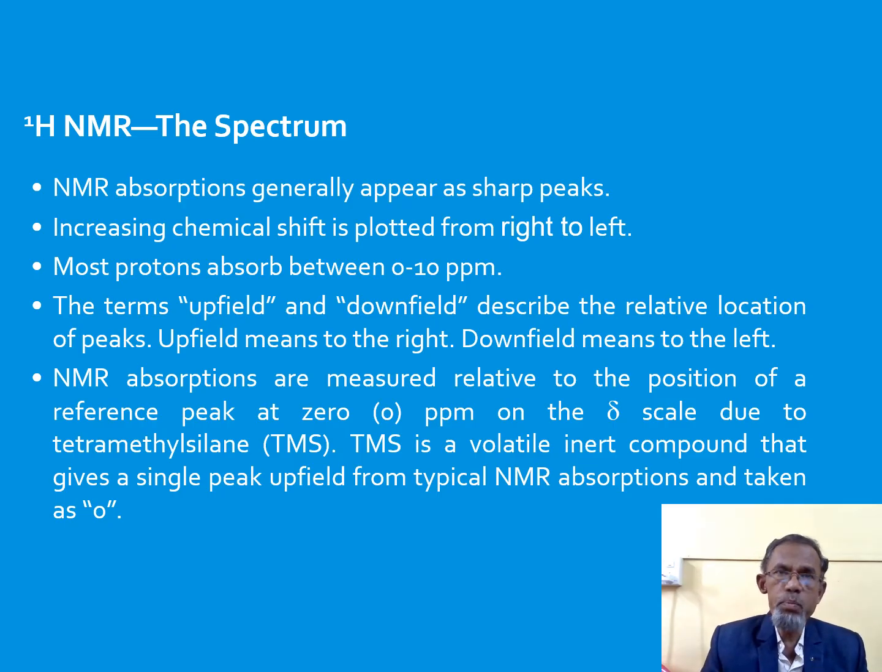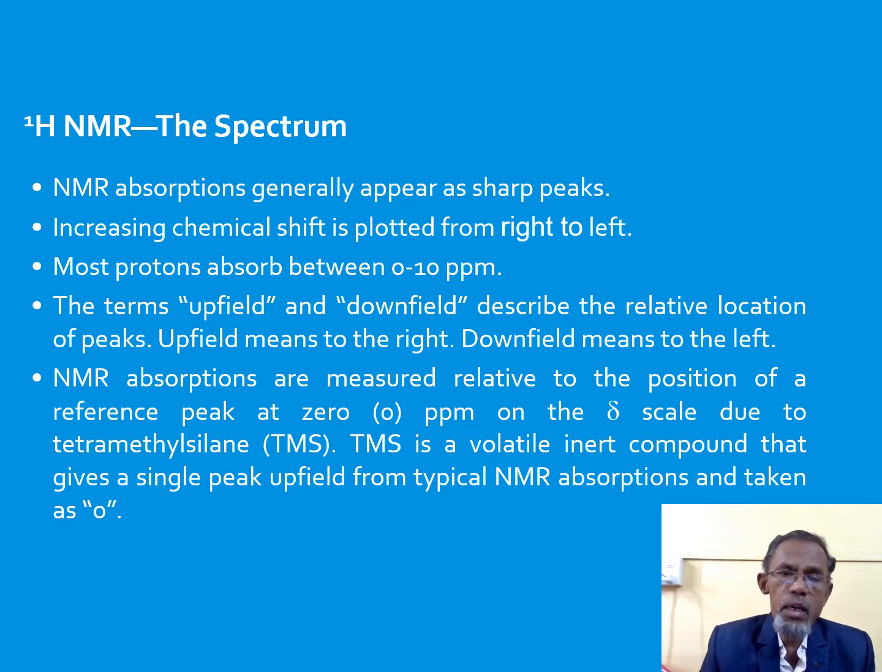Instead of saying peaks, we can say signals. The signals for a particular proton appear maximum between 0 to 10. In rare cases, it goes beyond 10 up to 11 to 12, not more than that. Whereas the carbon NMR scale is entirely different compared to the proton NMR scale, which we shall see when we discuss that particular part.